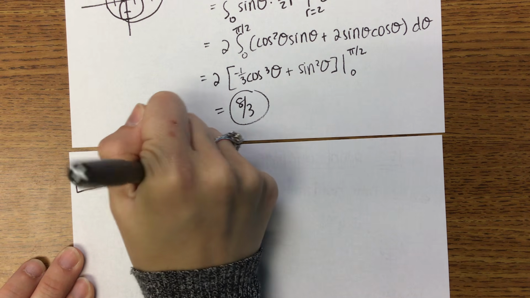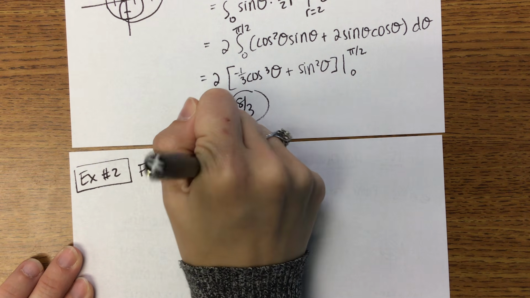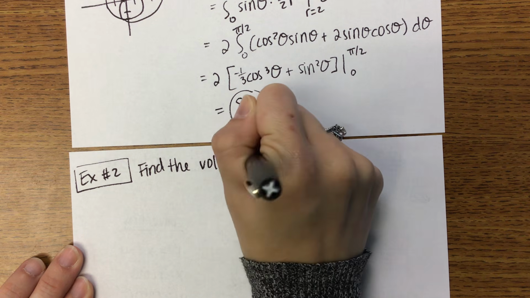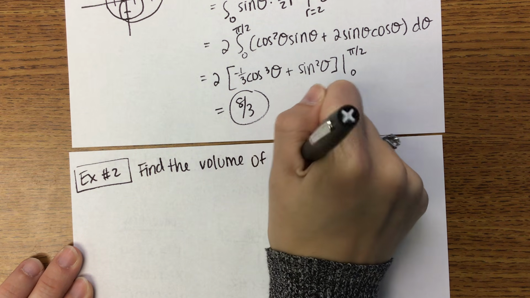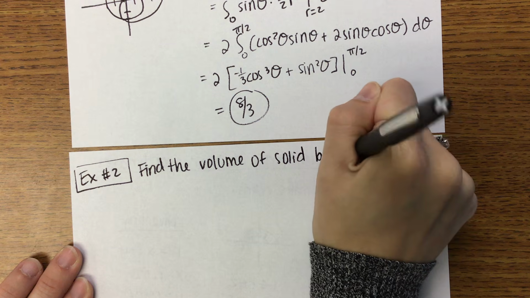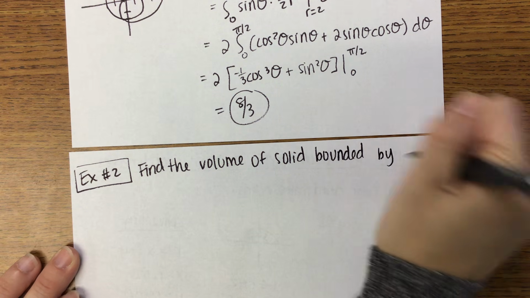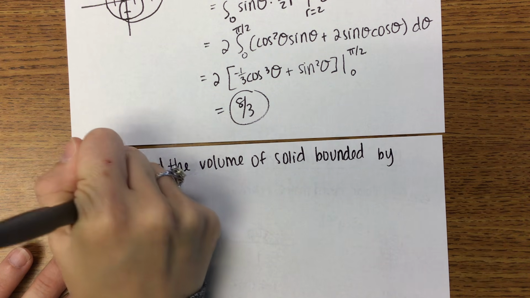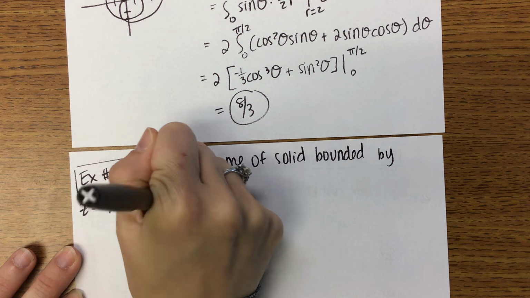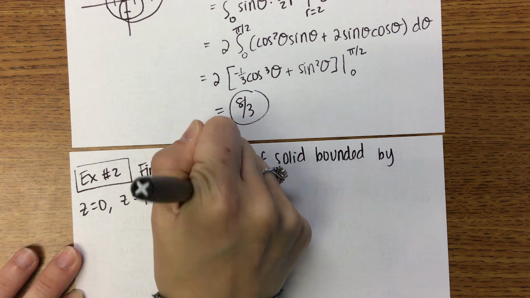Okay, we are going to find the volume of the solid that is bounded by z equals 0 and z equals 1 minus x squared minus y squared.